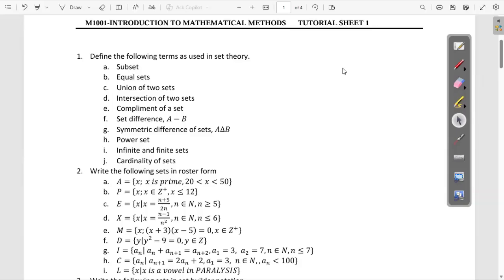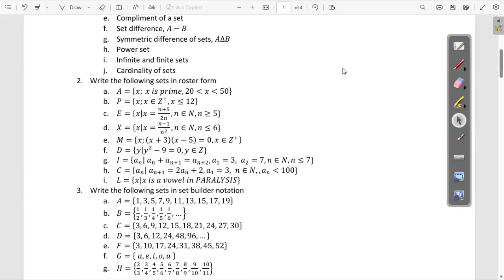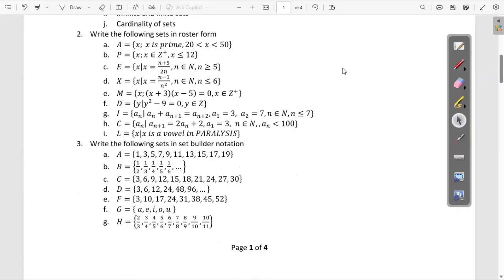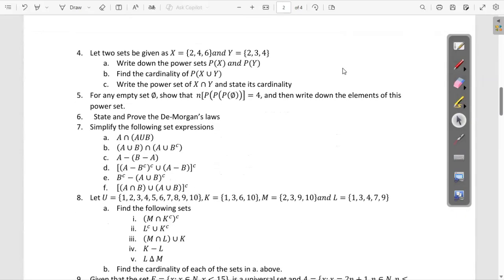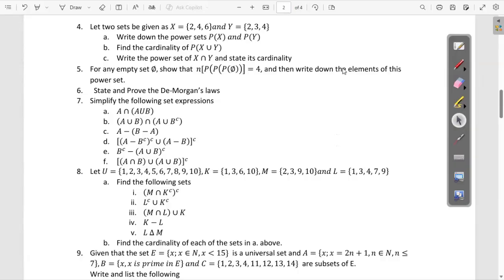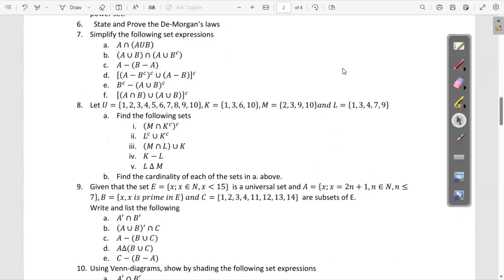As we can see, the concepts that are contained here, we have set theory. You can see there are some definitions there. And then we have roster form, set builder notation. We move on to power sets, and then simplifying set expressions, proving and stating set laws such as the De Morgan's laws. You can see all these questions will be solved, and the full videos will be available.